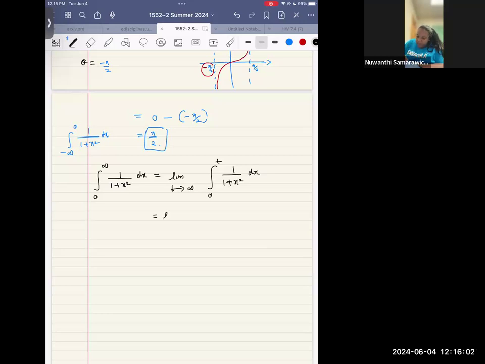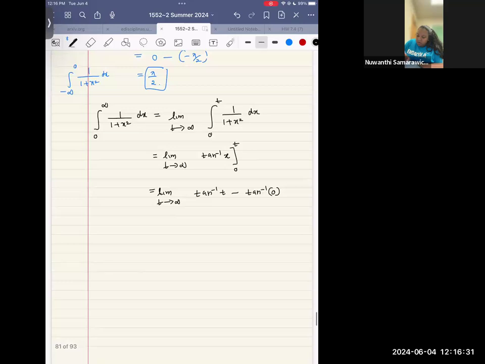So let's see, t goes to infinity. This one, again, it was tan inverse x. The lower limit is 0, the upper limit is t. Now the limit, don't forget t now goes to infinity. So it is tan inverse t minus tan inverse 0. What is tan inverse 0? It's just 0.